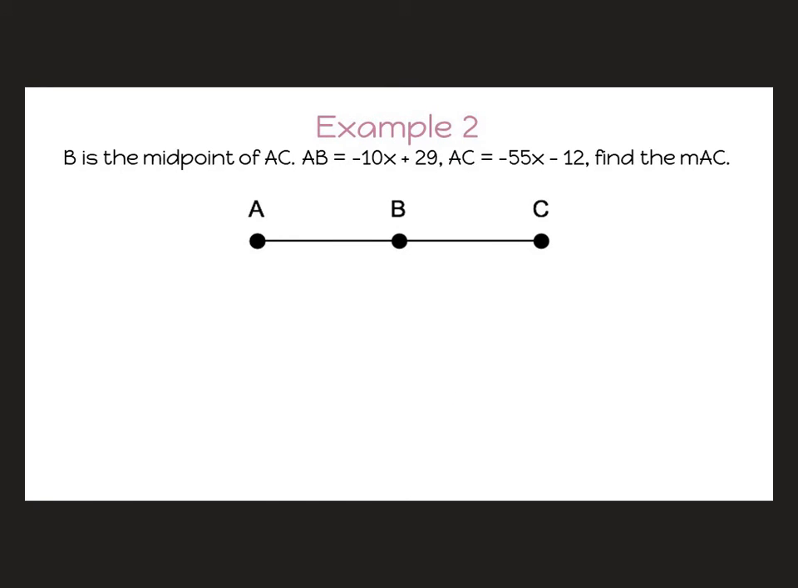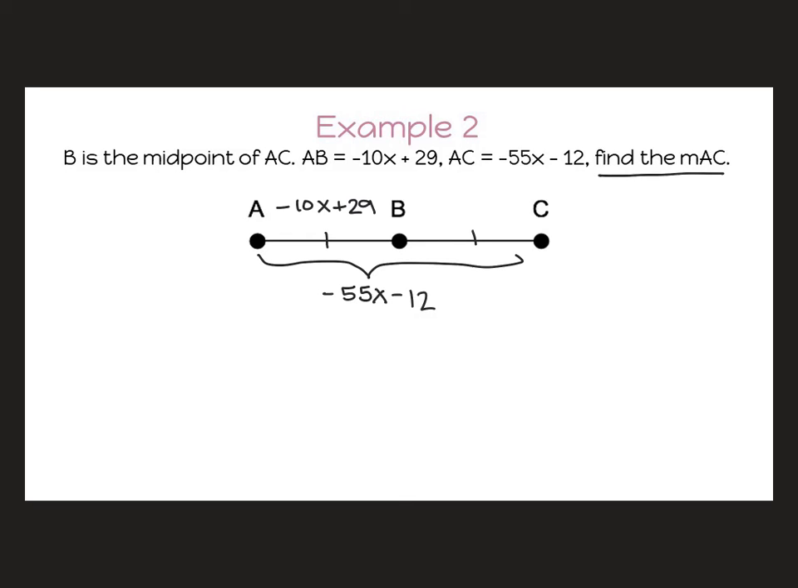In our second example for segment midpoint, it says B is the midpoint of AC. So right away, I know AB and BC are the exact same. AB is negative 10x plus 29. AC is negative 55x minus 12. So make sure you're reading the problem very carefully, because if you just try to label without reading, you might have put this in the wrong spot. And then it says find the measure of AC.